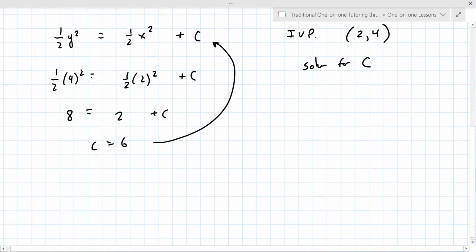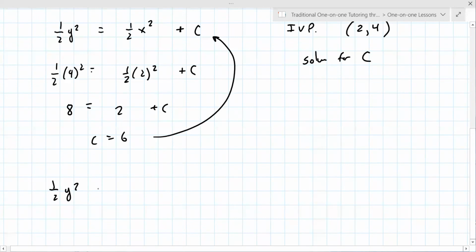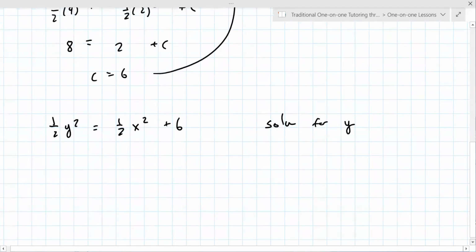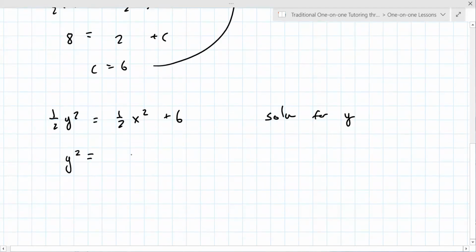Now, your instructor probably said something at this point, which I'm about to ask you: sometimes they want you to solve for y. Sometimes you can't. Like here, when you solve for y, you have to first solve for y squared. You multiply everything by 2, so you get x squared plus 12.